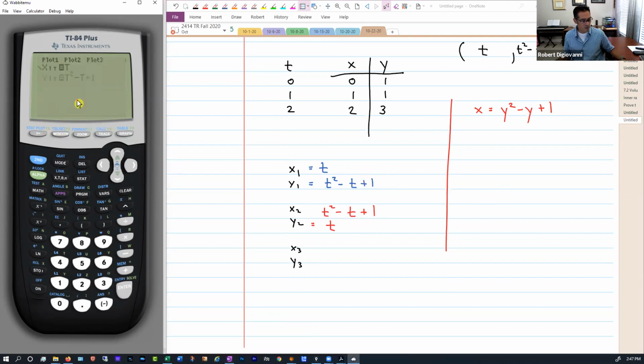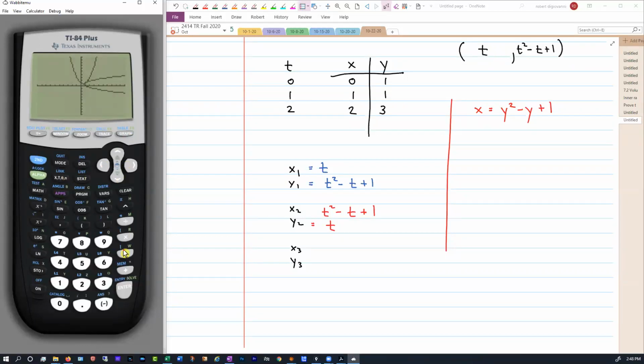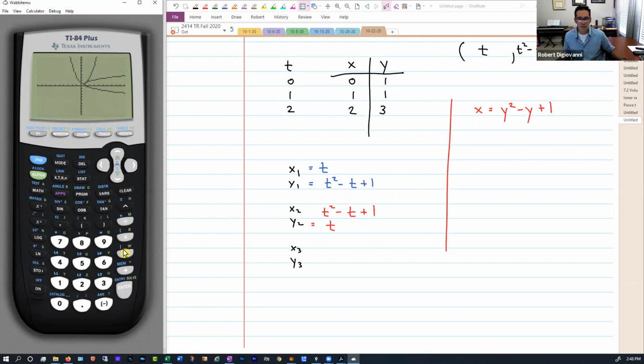Go back to y equals, leave this one in here and move down to the next one. To x2, put t squared minus t plus 1, and then in the y2 just put t and then graph. And you're going to get the parabola going the other way. Does that kind of make sense?